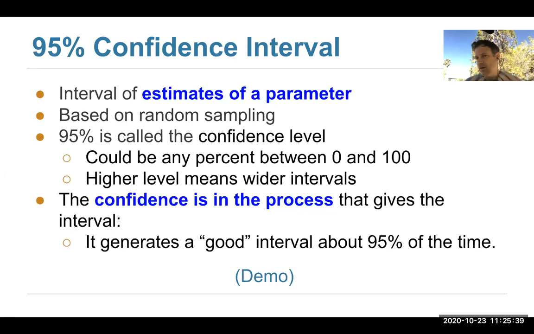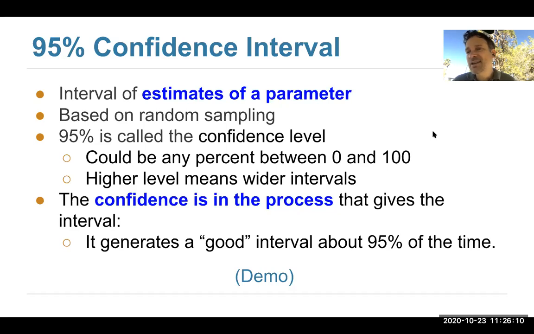Now, we won't know whether the interval was good or bad for any particular interval we generate because we won't know the population parameter. But that's what I mean by good versus bad. So the confidence here refers to the confidence that the thing we're trying to estimate is somewhere within the range given by the confidence interval. We're not doing hypothesis testing right now. We're just trying to get an estimate.